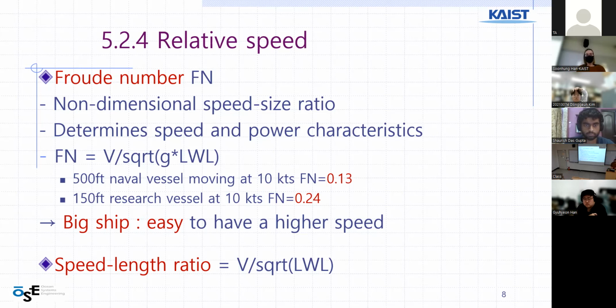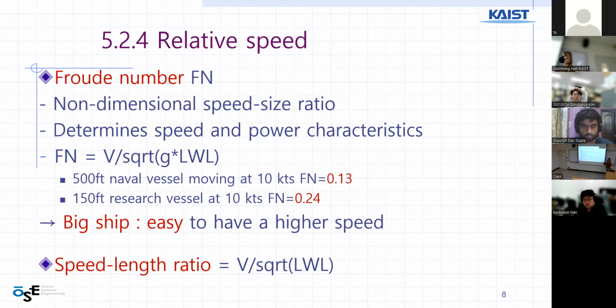Fn relates to the resistance of an object moving through water. So you can conclude that it is easier for a big ship to have a higher speed because their Fn is lower.